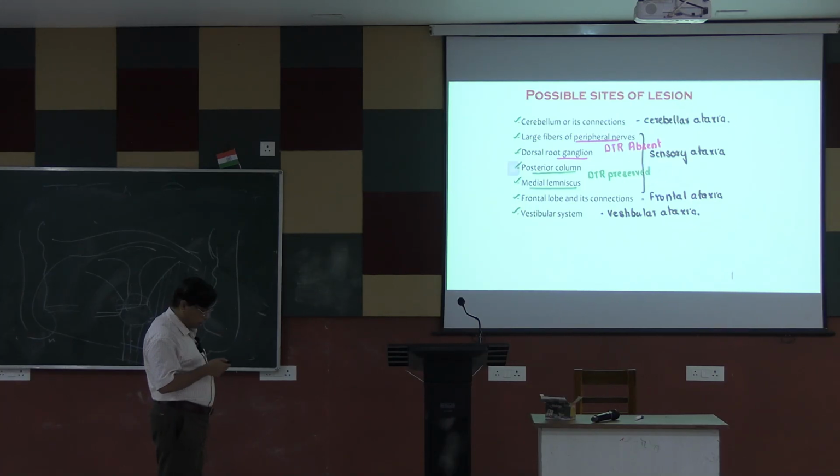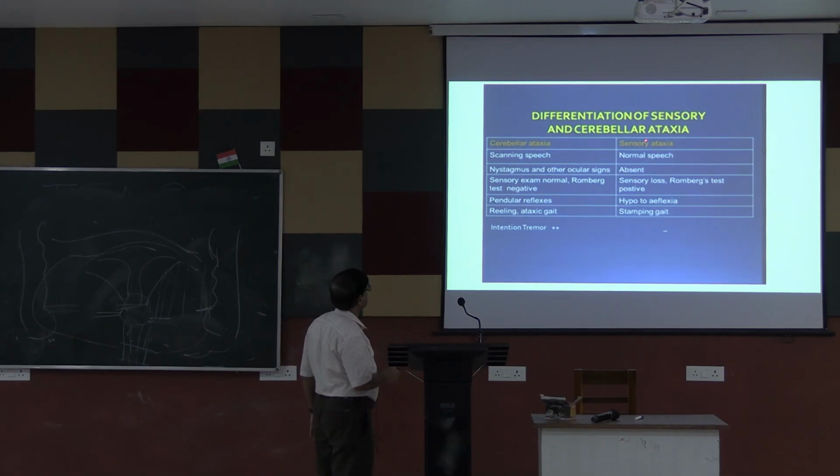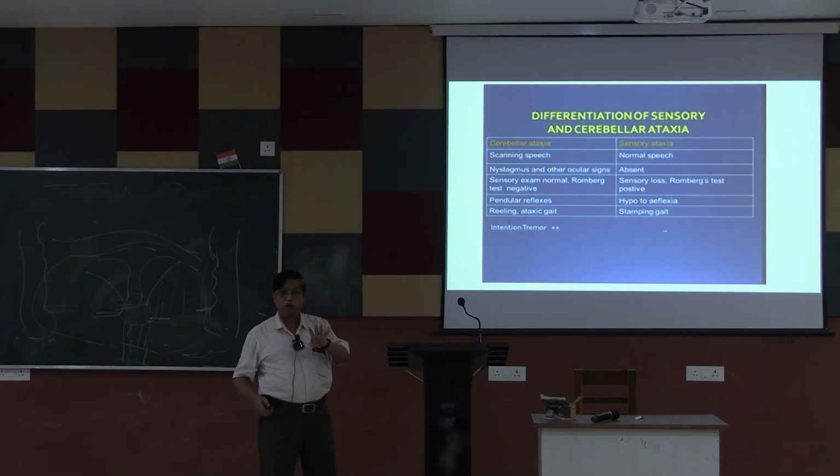At least you remember these two: there is ataxia with cerebellar lesions or lesion in the posterior column. You can read it in detail. There is a difference between sensory ataxia and cerebellar ataxia. Very important to remember this slide.